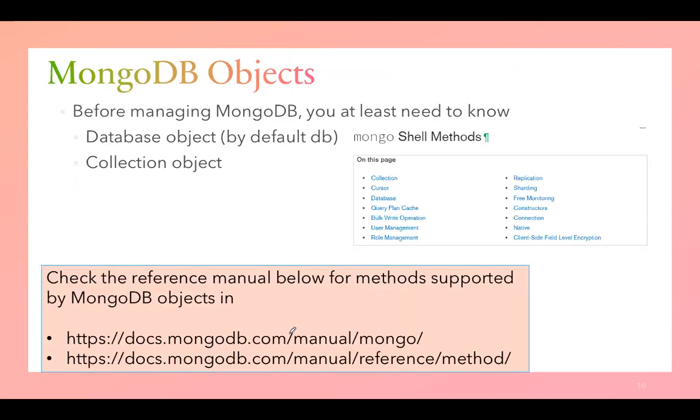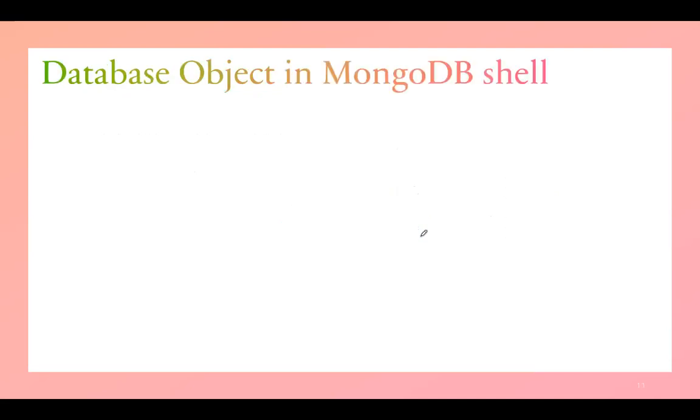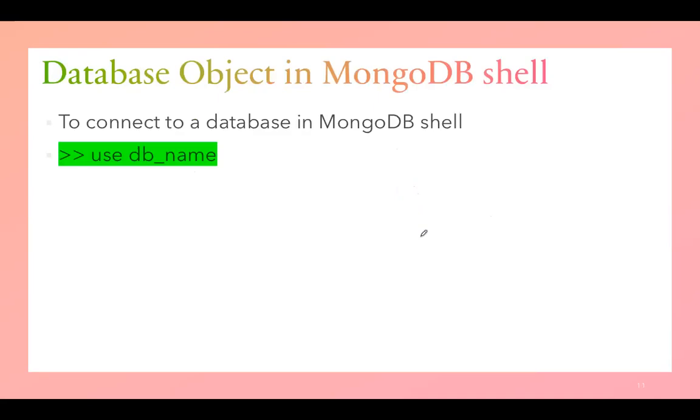Okay, and this is what is shown in the Mongo shell methods, right? So you have collection. We'll be talking about cursor in a bit. You have the database, and there are other concepts that at this point we will not be using, for example, user management, role management, and so on and so forth. I will try to give you a full overview. Okay, so the database object in the MongoDB shell. Let us try to look into that.